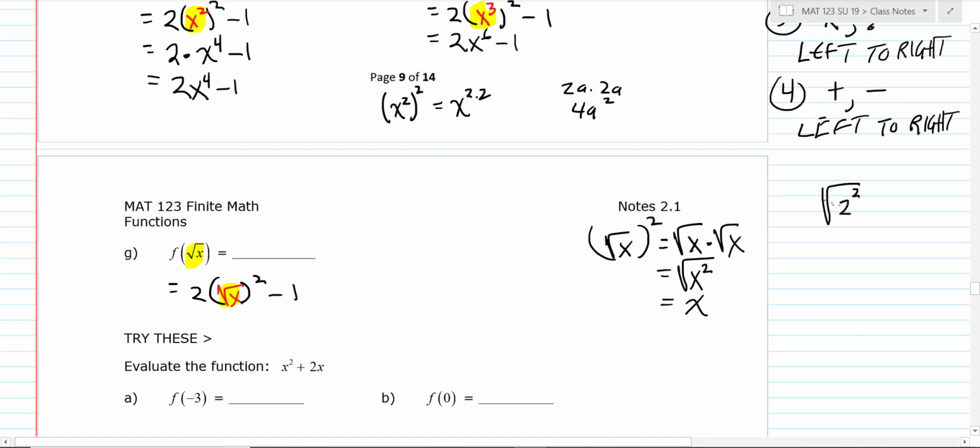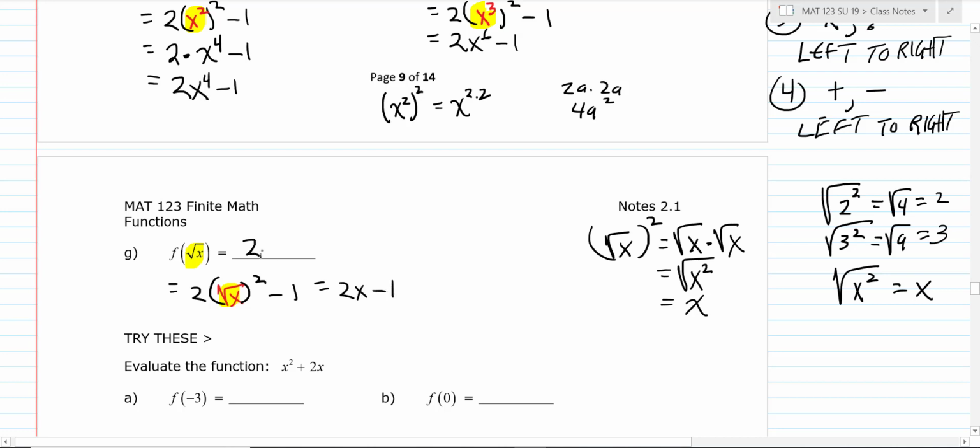If you had the square root of 2 to the second, that's the square root of 4, so it turns back into 2. If you did the square root of 3 to the second, that's the square root of 9, so that turns back into 3. So in general, if you do the square root of x to the second, that turns back into x. So what you would get here then is 2x minus 1 would be the simplified evaluation of that function.